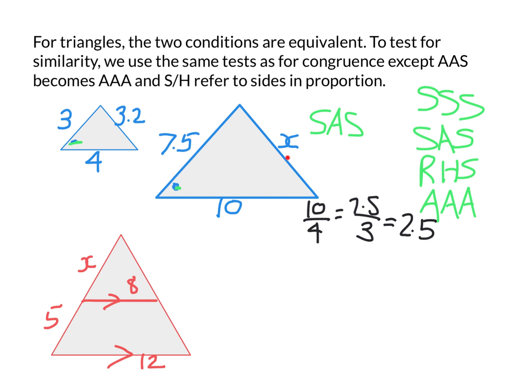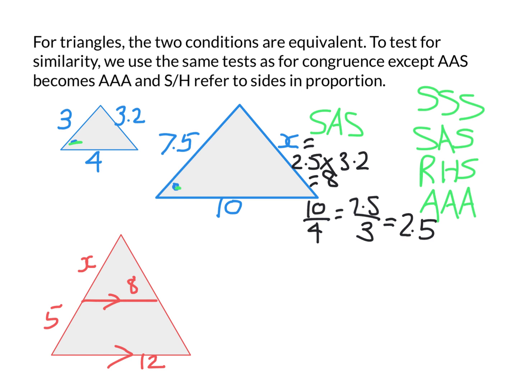That means that sides in the larger shape are 2.5 times the corresponding sides in the smaller shape. So I can use that to find what x is. X corresponds to this side here. So x is in the larger shape, we times by the scale factor. So x will just be 2.5 times 3.2, which equals 8.